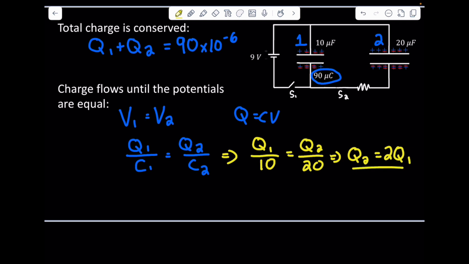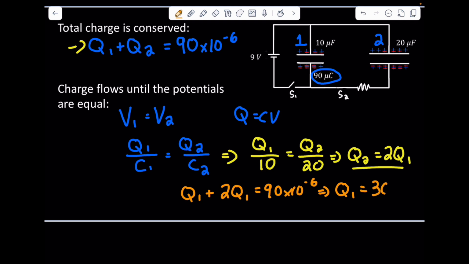And then I'll sub this in the first equation up here. And I get that Q1 plus Q2, which is 2 times Q1, equals 90 times 10 to the negative 6. And from that, I get that Q1 is 30 times 10 to the negative 6, or 30 microcoulombs. And then Q2 is 60 microcoulombs. So that's the charge stored on each capacitor.